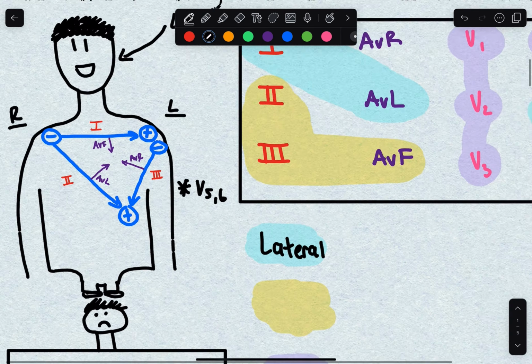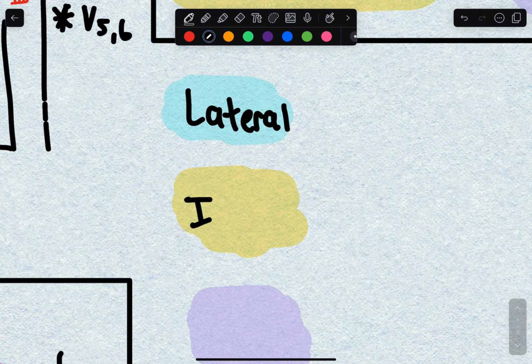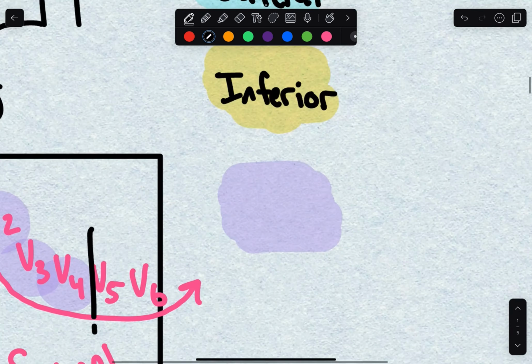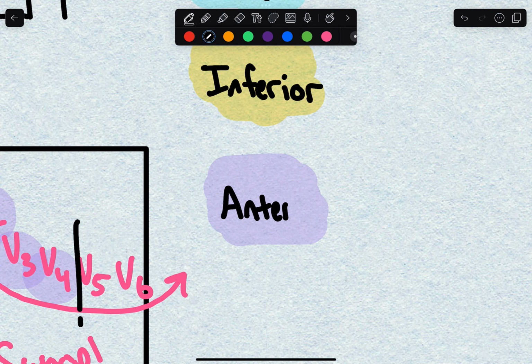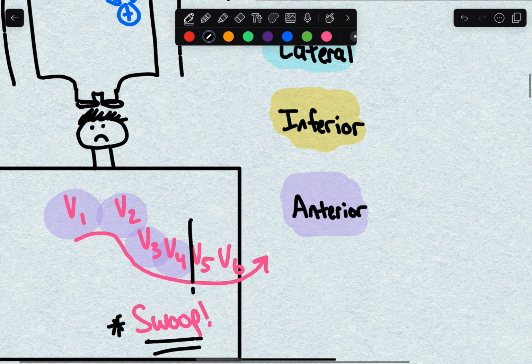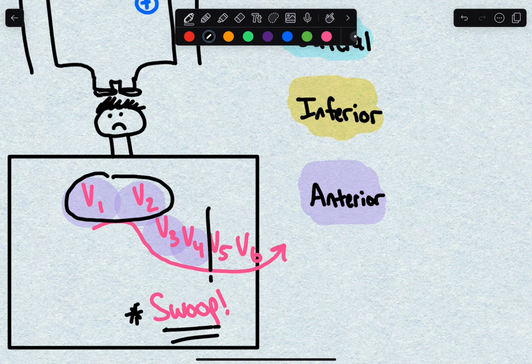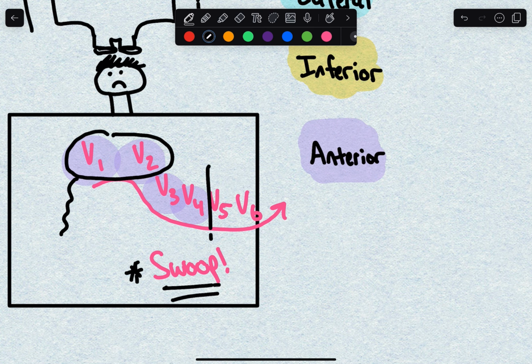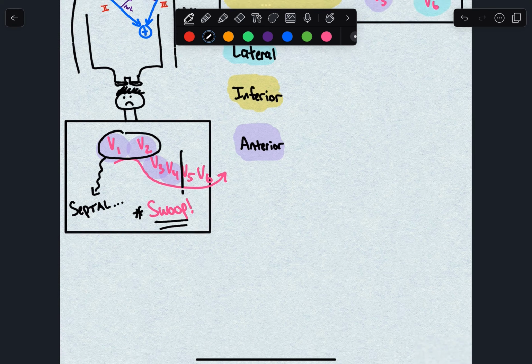To complete this mapping, we can now see that we have a lateral, inferior, and an anterior lead designated by our blue, orange, and purple highlighting. A small side note on V1 and V2. They are anterior leads. However, because of where they are placed on the chest, they can be specific to the myocardial septum.